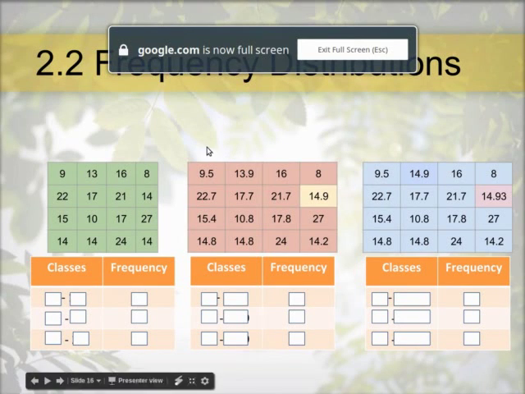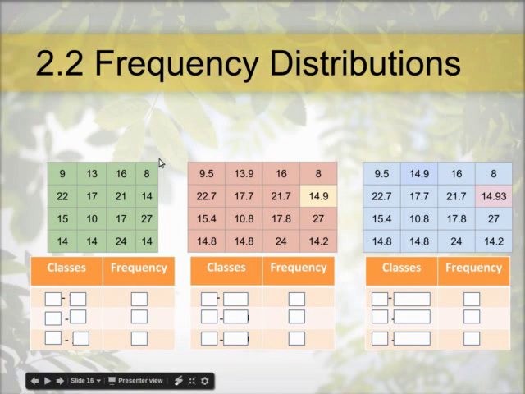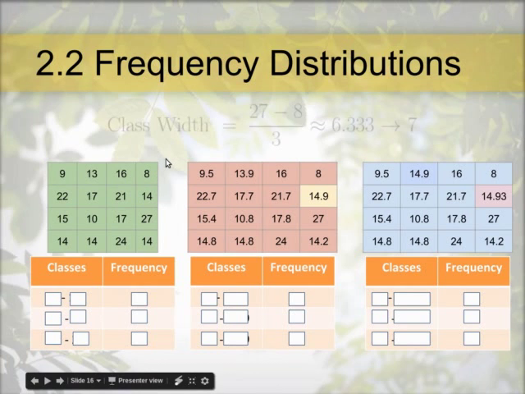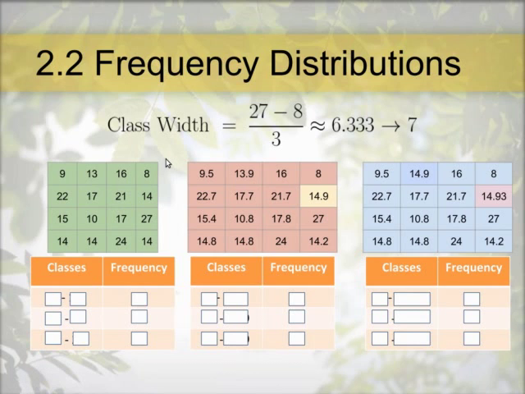Consider this example. I have three data sets that are similar but slightly different. I want to construct a frequency distribution table for each of these data sets, each having three classes. So for this first data set, to calculate the class width, take 27, which is our maximum value, minus 8, our minimum value, and divide by 3, which is the number of classes. So I get 6.33, round that up to 7 for our class width.